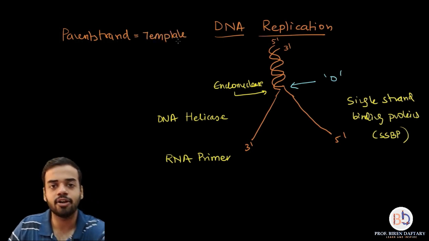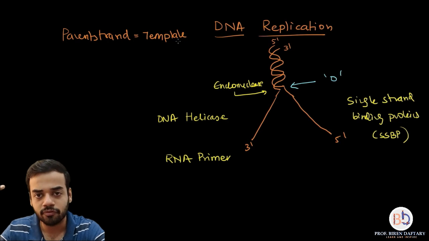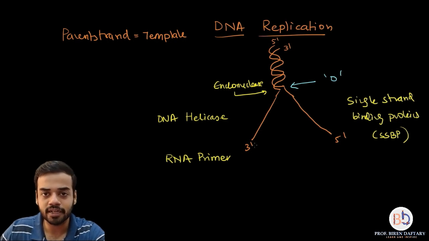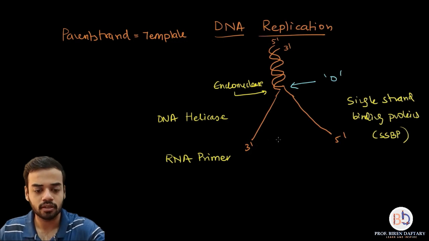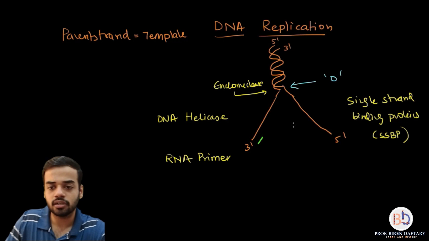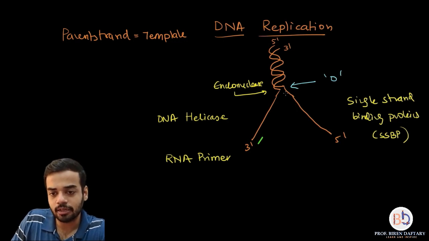Template is a strand on which a new daughter DNA will be formed. Okay, so there are two templates, two strands over here. Now on the 3' end of the template, the RNA primer will be bound. So I'm going to draw the RNA primer with a green color over here. So one primer will be attached over here, and this strand has a 3' end which is open over here. So I'm going to attach a primer over here.